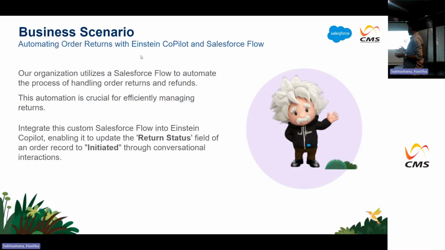Yeah. So this is our scenario. We want to automate order returns with Einstein Copilot and a Salesforce flow. Assume that our organization has a flow, and this flow changes the status of the order. We'll be integrating this custom Salesforce flow into Einstein Copilot, enabling it to update the return status field to initiated, which means we have started the return process for this order.